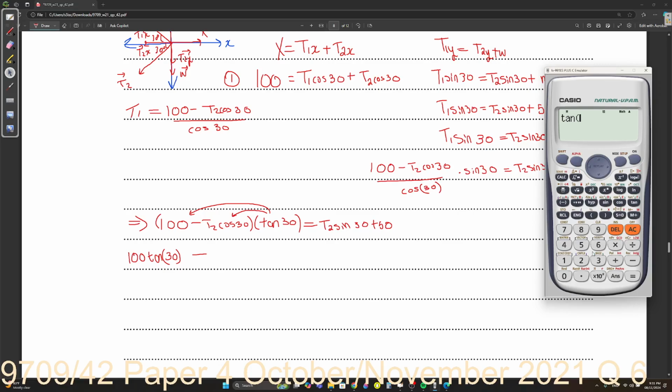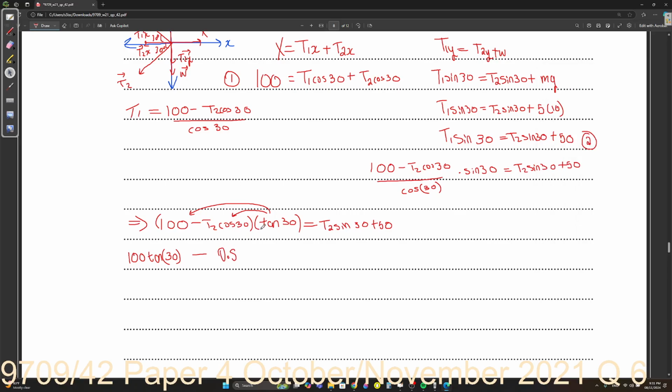Tan 30 times cosine 30, so it's going to be 1 over 2, so 0.5 T2 equal to T2 sine 30 plus 50. Okay, T2 sine 30, by the way, is equal to 0.5 T2, because sine 30 is 0.5. So you're going to get 100 tan 30 minus 0.5 T2 is equal to 0.5 T2 plus 50.